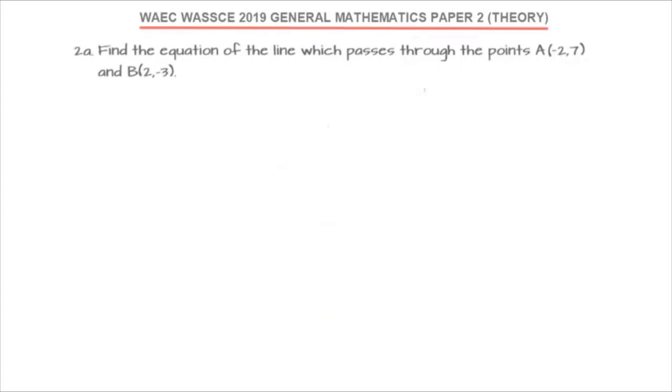In this question, we're asked to find the equation of the line passing through the points A and B as given. Point A was given to be (-2, 7), and point B is (2, -3). We are to look for the equation of the line. Now, just for the sake of explanation, the slope is the change in the y-axis divided by the change in the x-axis.